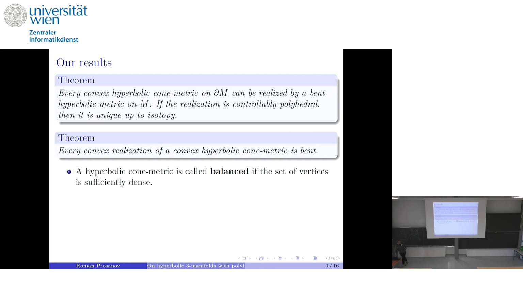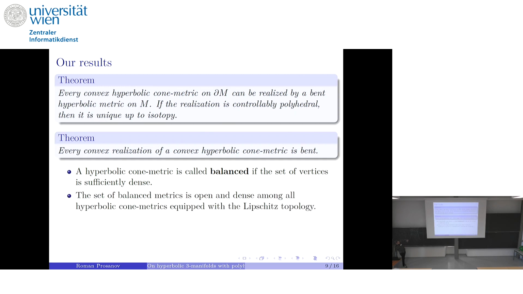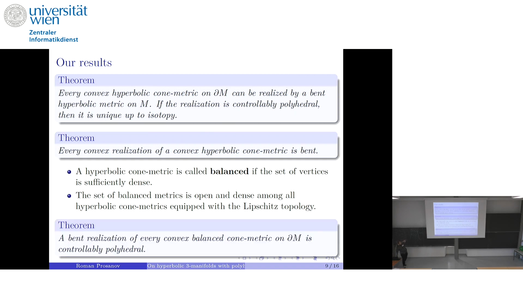So I say that a hyperbolic on metric on the boundary of M is balanced if the set of vertices is sufficiently dense. I'm not going to say what sufficiently means, but that's the heuristic behind the definition. Under this definition, the set of balanced metrics is open and dense among all hyperbolic on metrics equipped with the Lipschitz topology. And I can show that for any balanced metric, any of its convex realizations, because of the second theorem, is necessarily controllably polyhedral. So in this sense, it is a generic case.